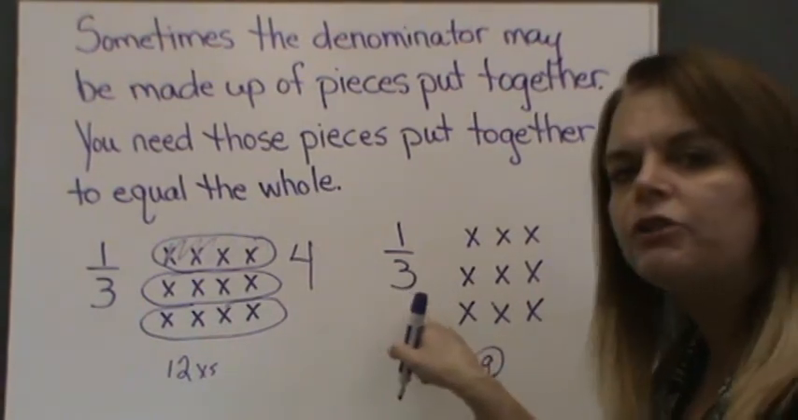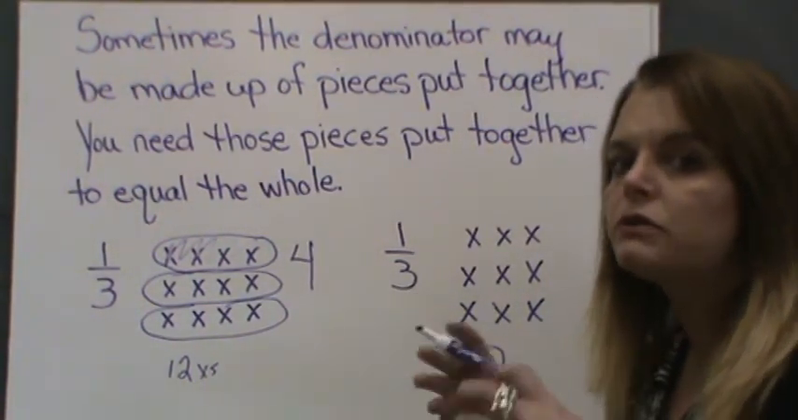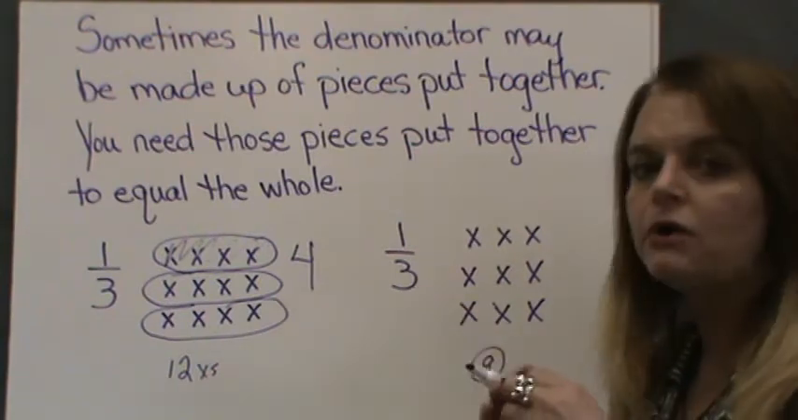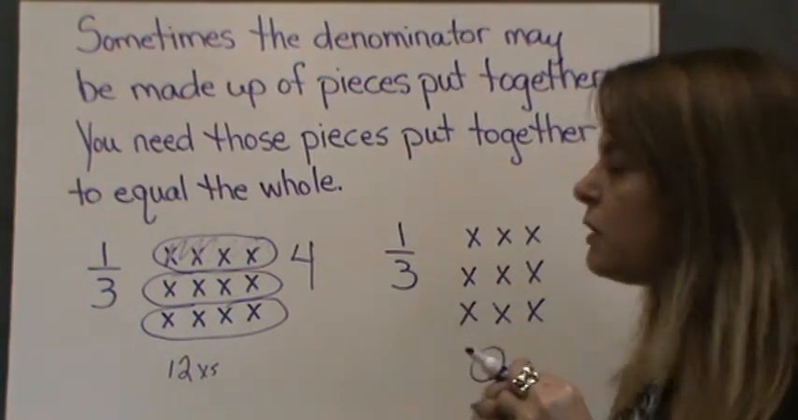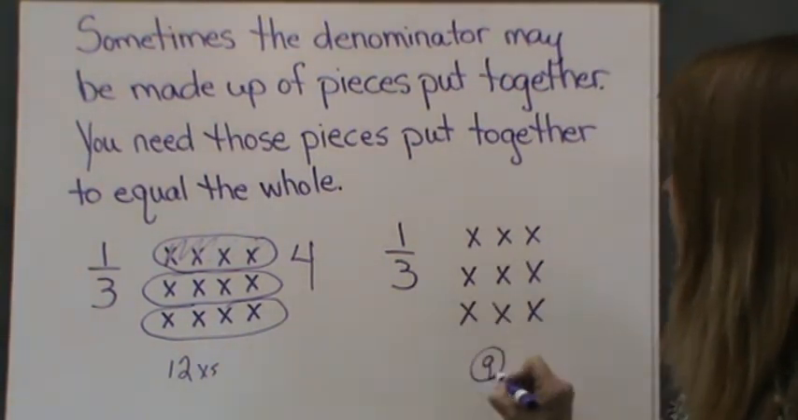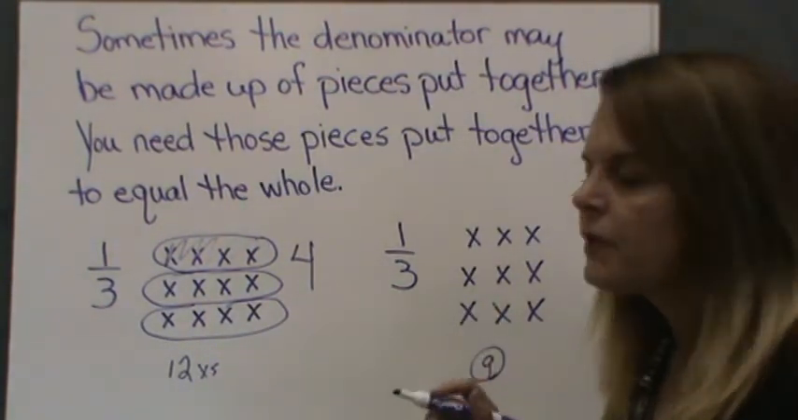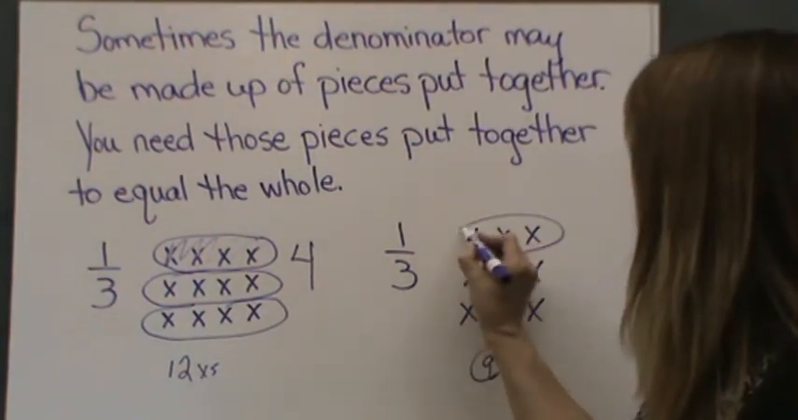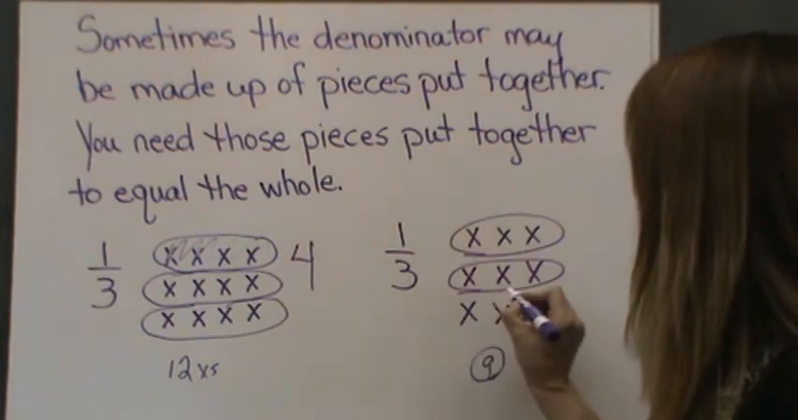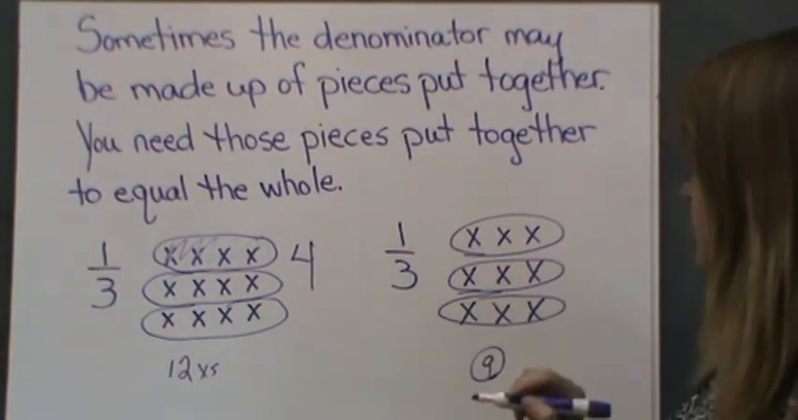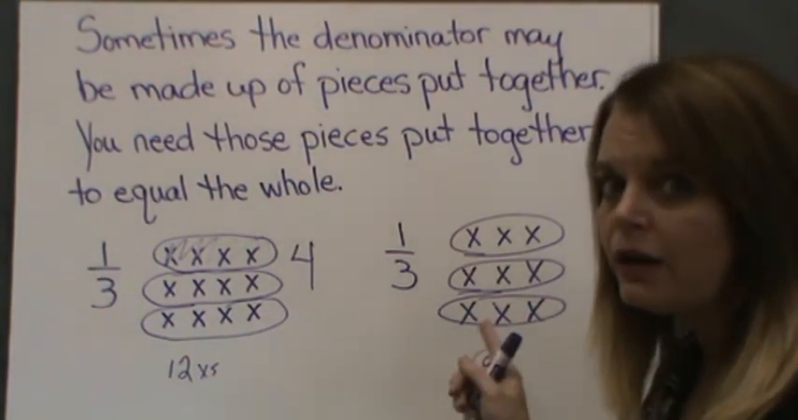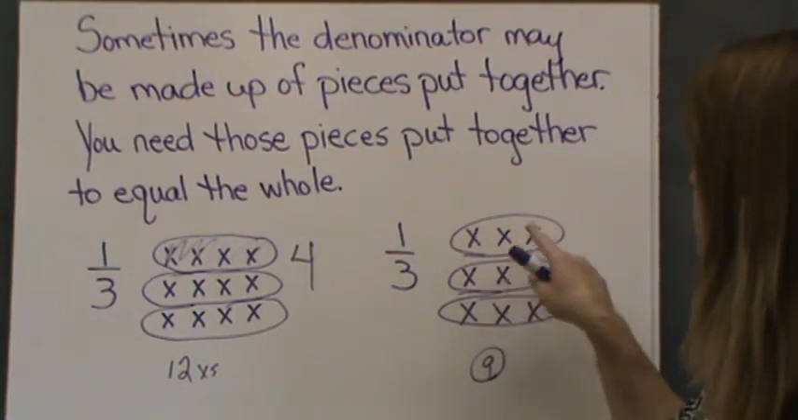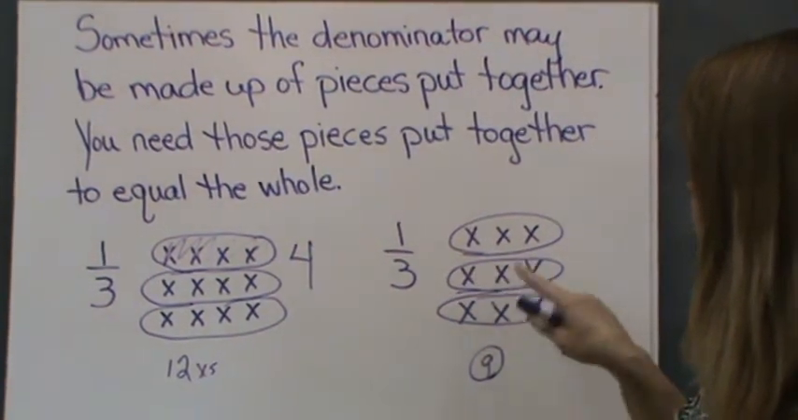And I got to get it into 3 equal parts. So remember, I have to have 3 parts to make the whole. So I got to get it into 3 equal parts. Well, 9 divided by 3 is 3. So I have to get these into 3 equal parts. And there are 3 in each part. 1, 2, 3. 1, 2, 3.